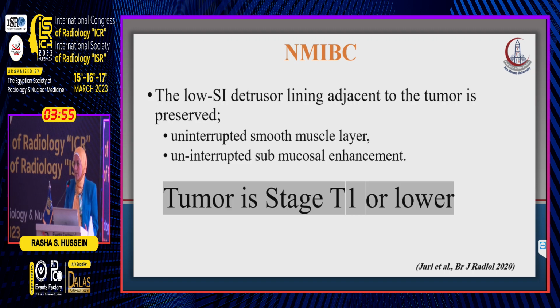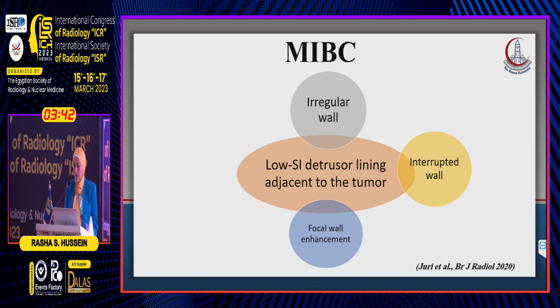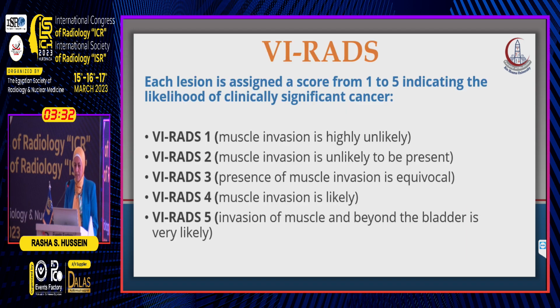And if we didn't find any disruption of this muscle layer, then this tumor is staged as T1 tumor or lower. While muscle invasive bladder cancer is detected when there is an irregular wall, interruption of the muscle layer, focal enhancement on the early DCE for the muscle layer, and also focal wall thickening around the tumor. All these are MRI signs for muscle invasive bladder cancer. Then we perform a final VI-RADS scoring for the evaluation of the possibility of muscle invasion from VI-RADS 1 to 5, where 5 is the most likely muscle invasive bladder cancer.